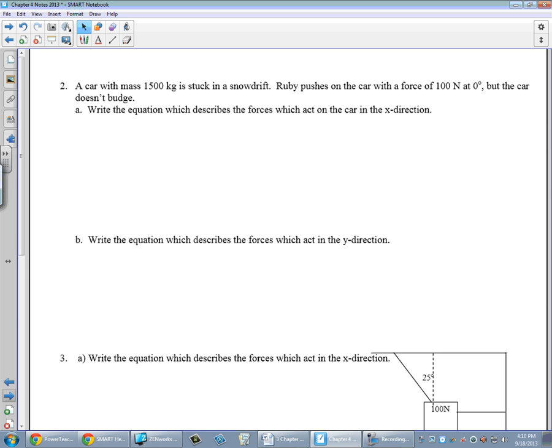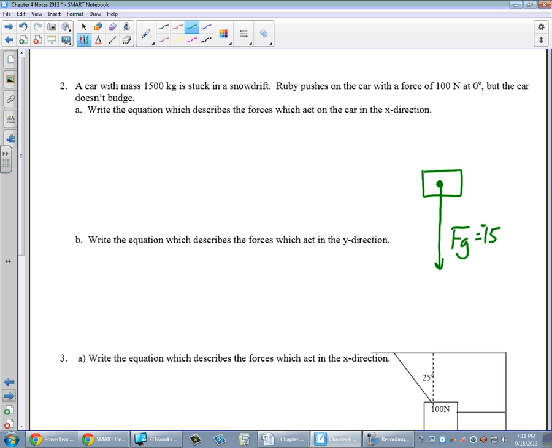The car with a mass of 1,500 kilograms is stuck in a snowdrift. Ruby pushes on the car with a force of 100 newtons at 0 degrees, but the car doesn't budge. So let's redraw the picture. Same car, Fg negative 15,000 newtons, normal force positive 15,000 newtons. And now we've got two sideways forces, which are much smaller than the weight of the car.